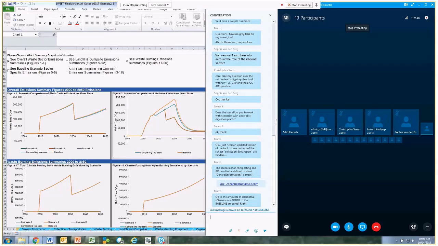Yes, Marco, to answer your question, in the alternative scenarios, you are providing the additional quantities relative to the amount diverted in the baseline. It's possible that the version of the tool that you're looking at right now does not make that clear. This is a change that we only made just about a week ago. So when you see the final version, it should be clear.